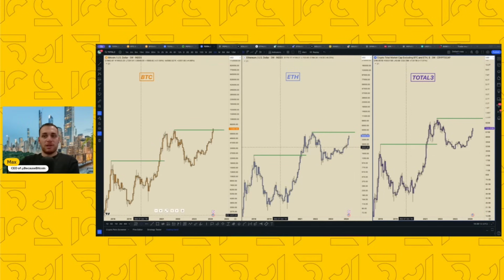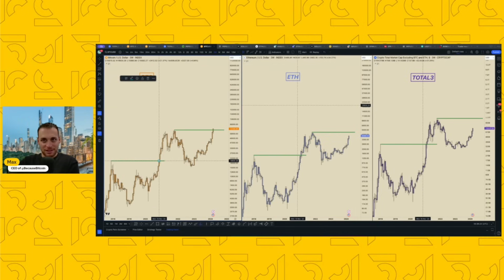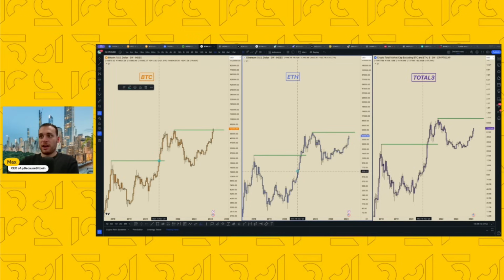Now I want to mark out some dates here. Let's just see, last cycle when Bitcoin made an all-time high, where ETH was. So we're going to put these in. What's a good color for this? Teal. Or not even teal, like a light highlighted blue. Now let's go over to ETH and total 3 and mark out where ETH and total 3 were when Bitcoin made an all-time high last cycle. It was this candle right here, and then total 3, it was this candle right here. So that's where we were last cycle.